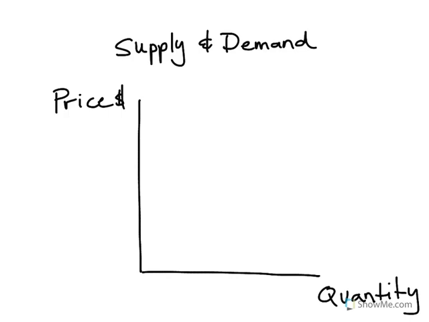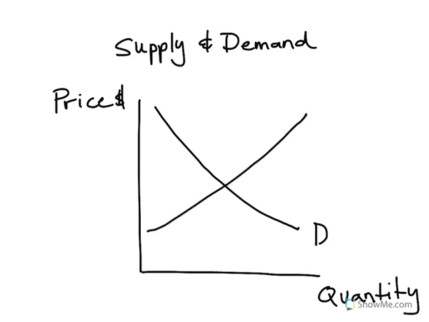Now let's take a look at the supply curve and the demand curve together and how they impact the price and quantity in a given market. If you remember, our demand curve is downward sloping and our supply curve is upward sloping. Equilibrium price and quantity is very easy to determine from a supply and demand curve. It's simply the intersection of the supply and the demand.